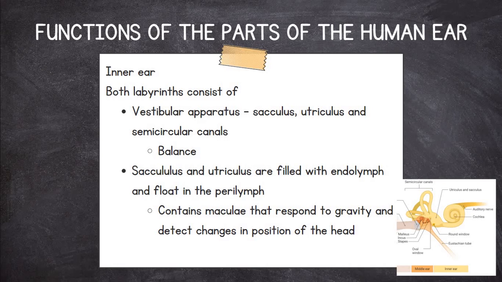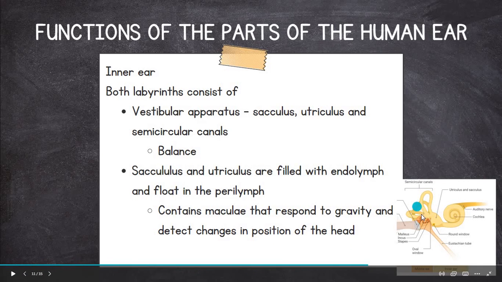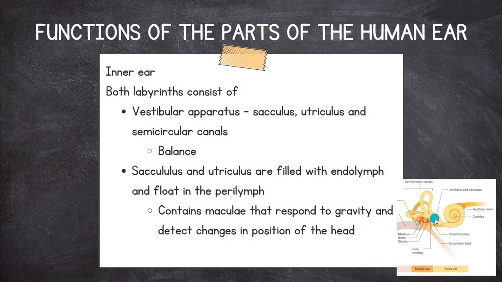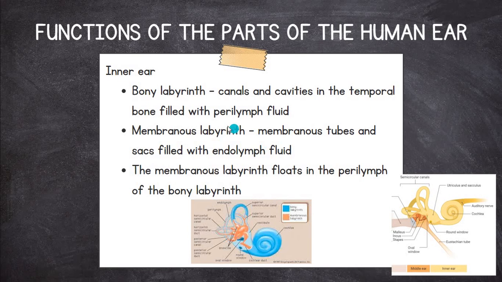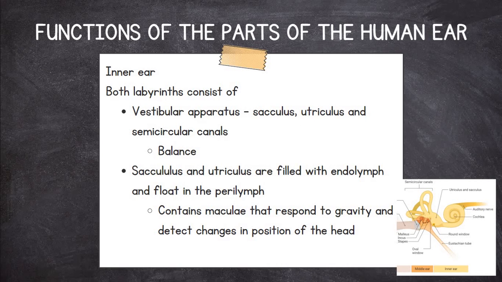So both labyrinths consist of the vestibular apparatus and then also the sacculus and the utriculus. Okay, so the vestibular apparatus contains the sacculus and utriculus and semicircular canals, and those are all these structures over here, and they are very important for our balance. So the sacculus and the utriculus are filled with endolymph, and they float in the perilymph. Okay, so if we go back, we can see that, remember, the perilymph is part of the bony labyrinth and the endolymph in the membranous labyrinth. So those are the fluids in there.